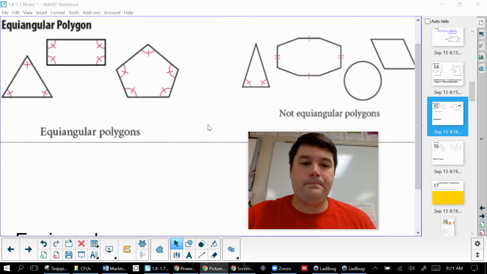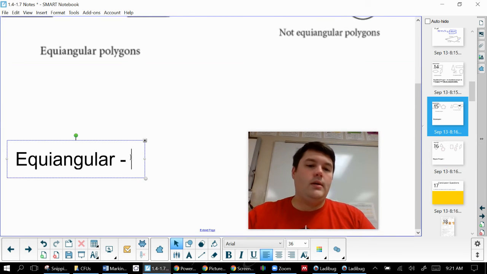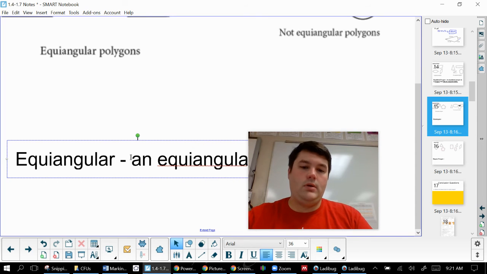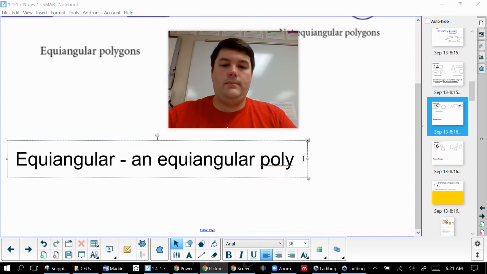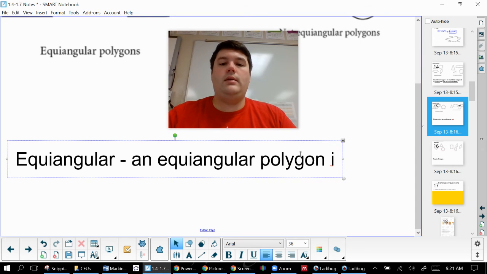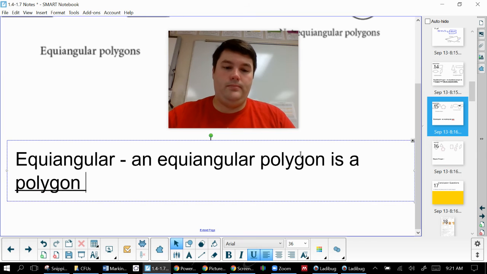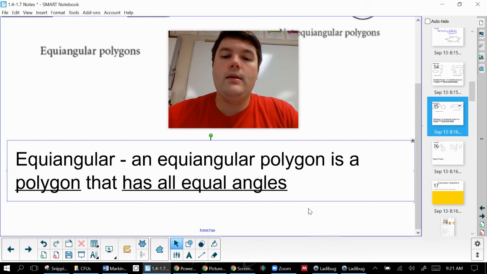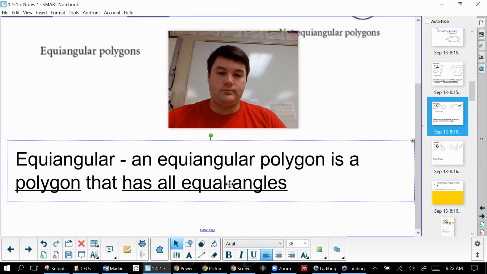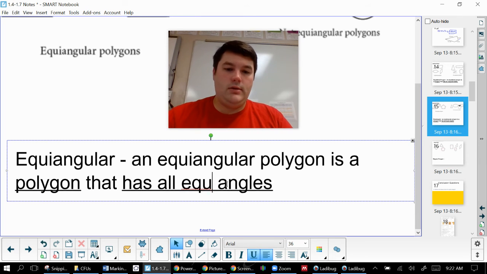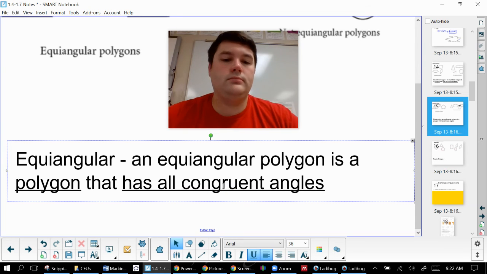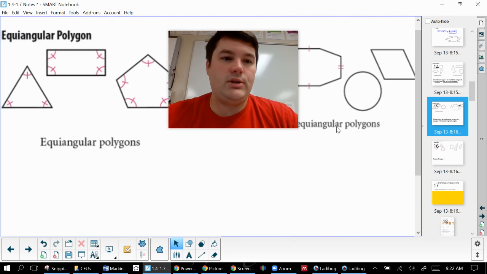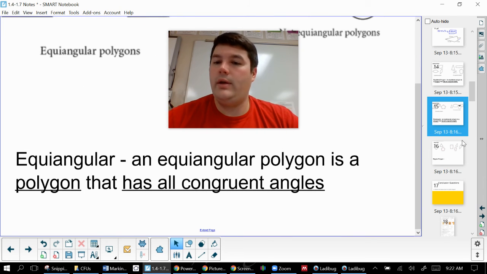Okay, welcome back. Equiangular polygon. I gotta get myself out of the way there so you can see. An equiangular polygon is a polygon that has all equal angles. Can you tell I'm not very good at this typing thing? And again, instead of equal, it wouldn't be a terrible idea to go ahead and put congruent. But of course, those mean pretty much the same thing. So equiangular, all equal angles.